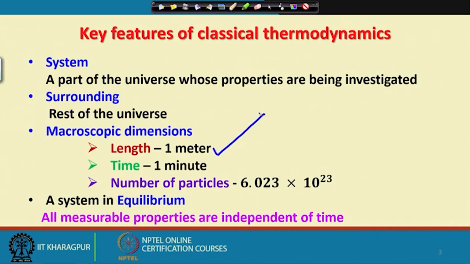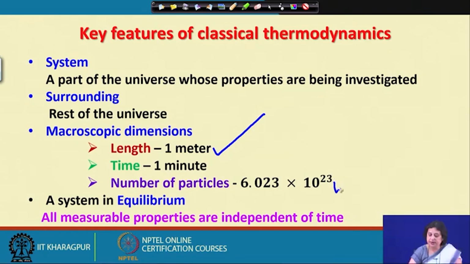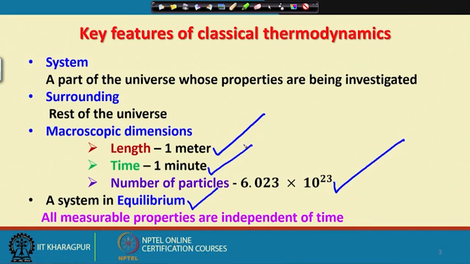So, now I would like to highlight once more that I am talking in terms of a macroscopic property, a macroscopic system which is comprised of a very large number of particles, and the system is in equilibrium, and all my measurements are done typically within about a minute, and all properties of the system thus measured are independent of time. So, those are the properties that we are interested in when we are studying or describing a system using classical thermodynamics.